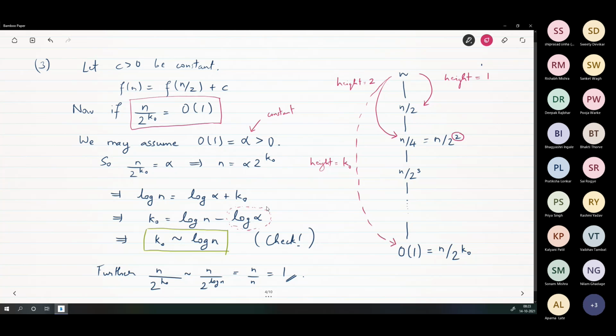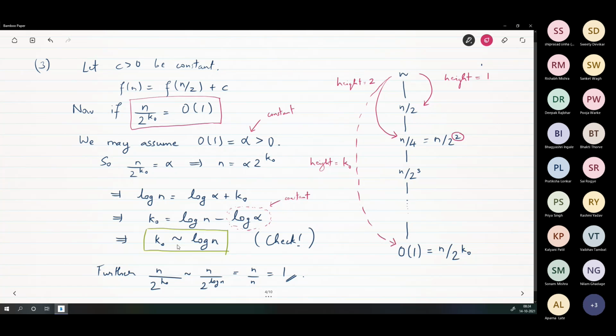Alpha is a constant, and therefore log alpha is also a constant. So in fact, k naught as a varying parameter, k naught is tilde log n. Check this. K naught is tilde log n, assuming log alpha is constant. This is very easy to check.